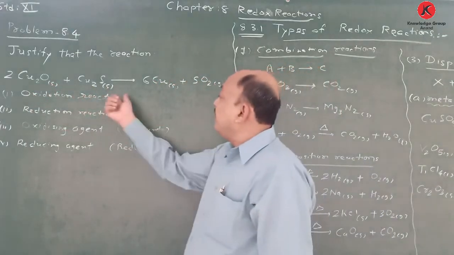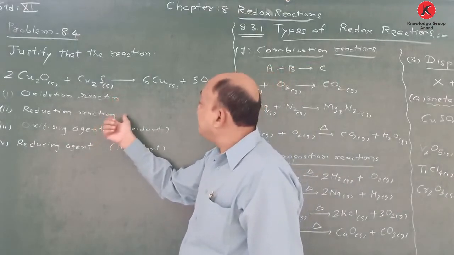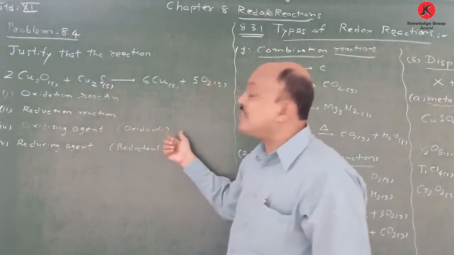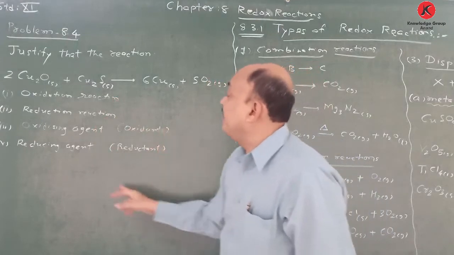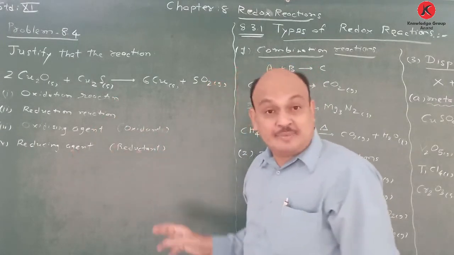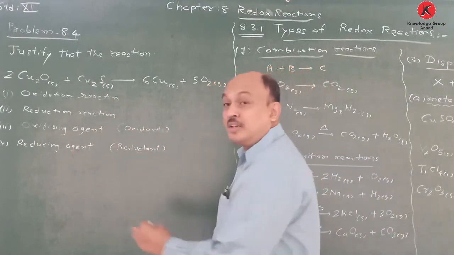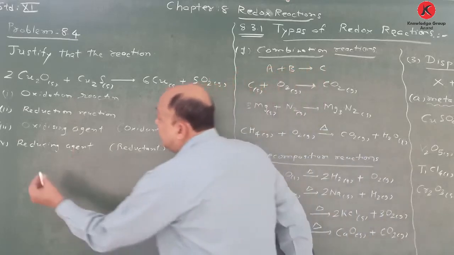Here you have to find out which one is the oxidation reaction, which one is the reduction reaction, which one is the oxidizing agent or oxidant, and which one is the reducing agent or reductant. So first of all, write down once again this reaction.